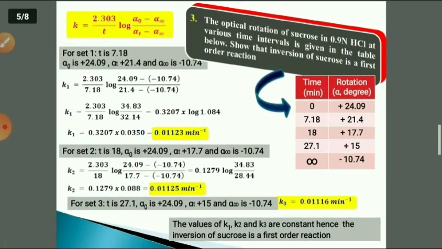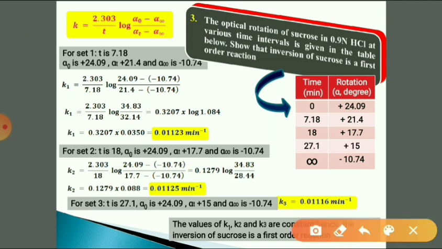We know that for inversion we have to determine or record the angle of rotation. That's why the values are given here. For 0 time, the angle of rotation, that is alpha, is plus 24.09. At 7.18 minutes it is plus 21.4. At 18 minutes it is plus 17.7. At 27.1 minutes it is plus 15. At infinite time, that is at the end of the reaction, given by t infinity, the value of alpha or angle of rotation is minus 10.74. So this is the data.